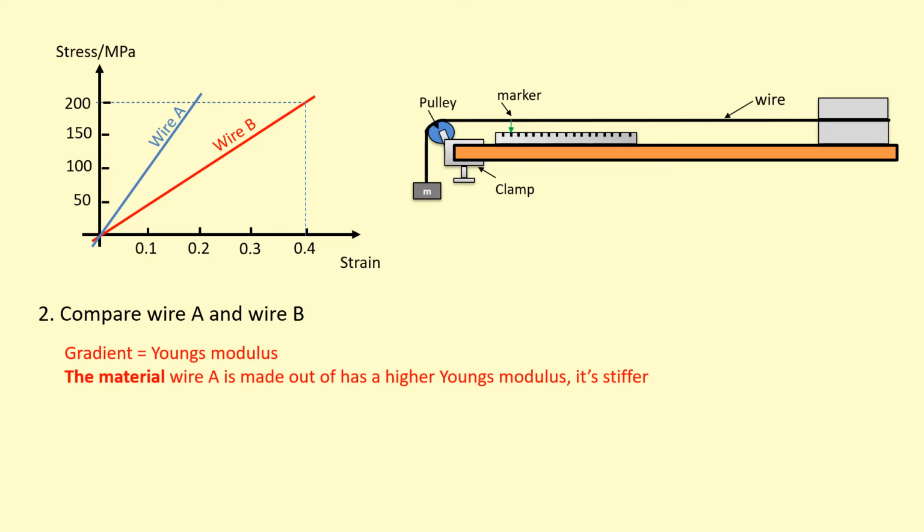So what that means is the material that wire A is made out of has a higher Young's modulus and is stiffer. However, if we make wire B a very thick wire, so like a large cross-section area, it could have a smaller extension than wire A. What the Young's modulus we get from these graphs tells us is about the material that the wires are made out of.